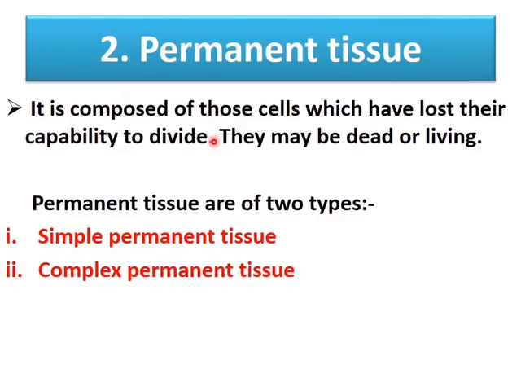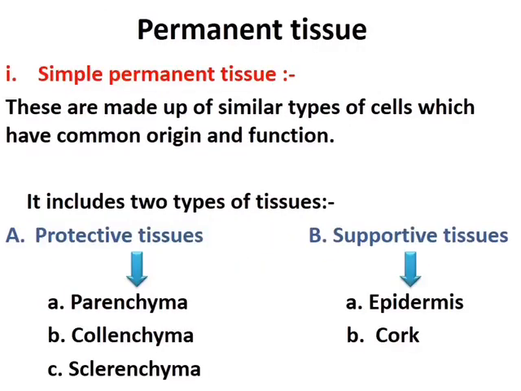First is simple permanent tissue and second is complex permanent tissue. Here I want to advise you that you should note everything, all these divisions and this classification. So, permanent tissue, first is simple permanent tissue and second we will learn about complex permanent tissue.